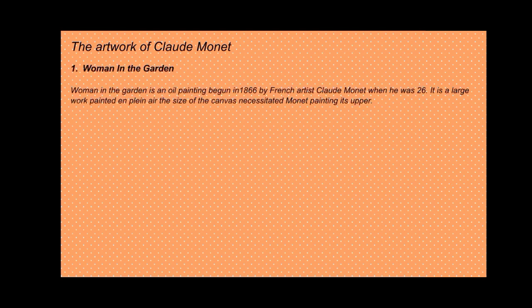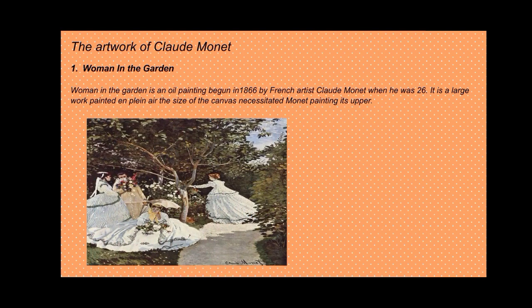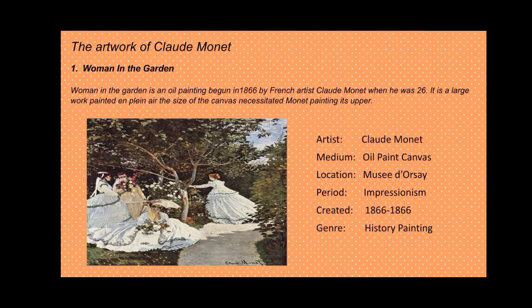One of the artworks of Claude Monet is Woman in the Garden. Woman in the Garden is an oil painting begun in 1866 by French artist Claude Monet when he was 26. It is a large work painted en plein air, the size of the canvas necessitated Monet painting its upper part.